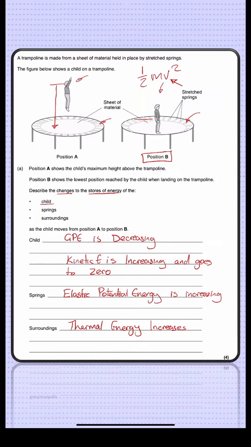So position A, for the first one, GPE is decreasing because they're going from a high level to a low level, and then their kinetic energy initially increases because they're falling down, and then it goes to 0 because they've basically stopped for a split second, haven't they? When they reach the bottom of the trampoline, they've stopped. And then for the springs, the elastic potential energy increases. Elastic potential energy is all to do with things being stretched or compressed. So when this child lands on the trampoline, the springs are getting stretched, so that increases. And then for the surroundings, the thermal energy increases because it's basically releasing heat to the surrounding air. Okay? Thanks for voting, guys.